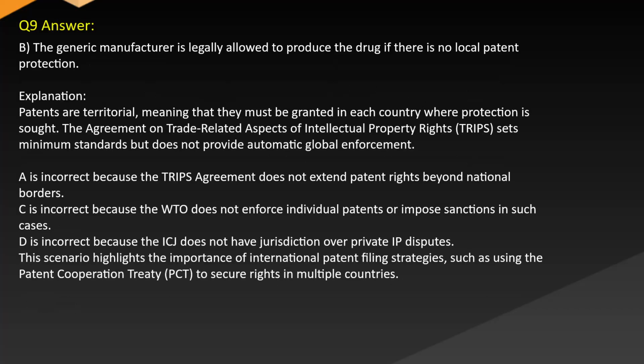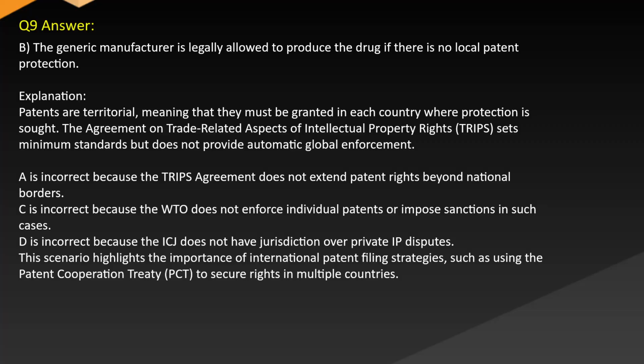Answer: B. The generic manufacturer is legally allowed to produce the drug if there is no local patent protection. Explanation: patents are territorial, meaning that they must be granted in each country where protection is sought. The Agreement on Trade-Related Aspects of Intellectual Property Rights (TRIPS) sets minimum standards but does not provide automatic global enforcement. A is incorrect because the TRIPS agreement does not extend patents beyond national borders.